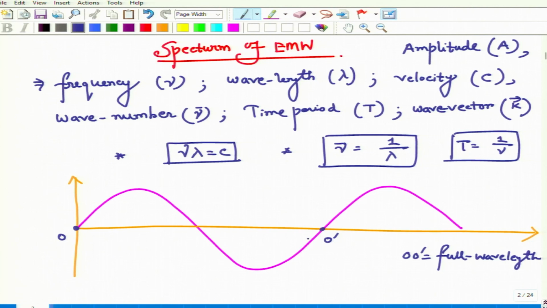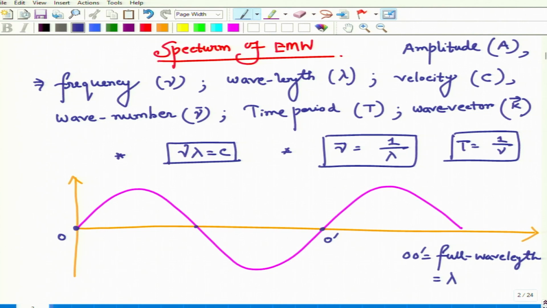After that it will be repeated, because any wave propagates periodically. After O prime it will make the same periodic propagation. That's why O to O prime is called the full wavelength. Similarly, if we consider this point, let's say X, then OX will be half wavelength. So O to O prime is actually lambda, the full wavelength.